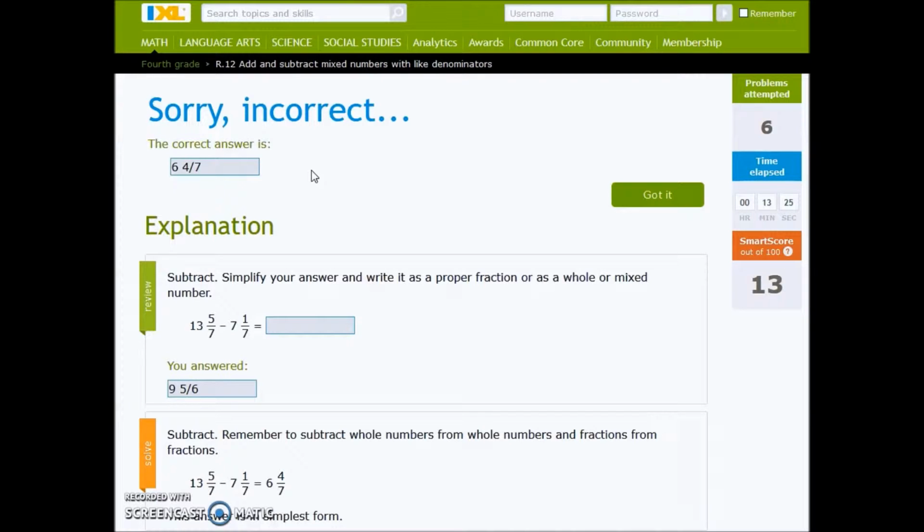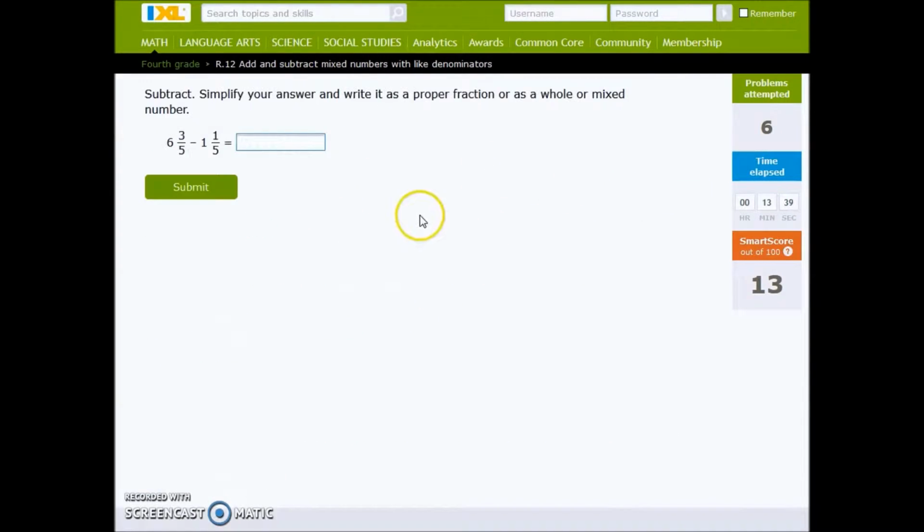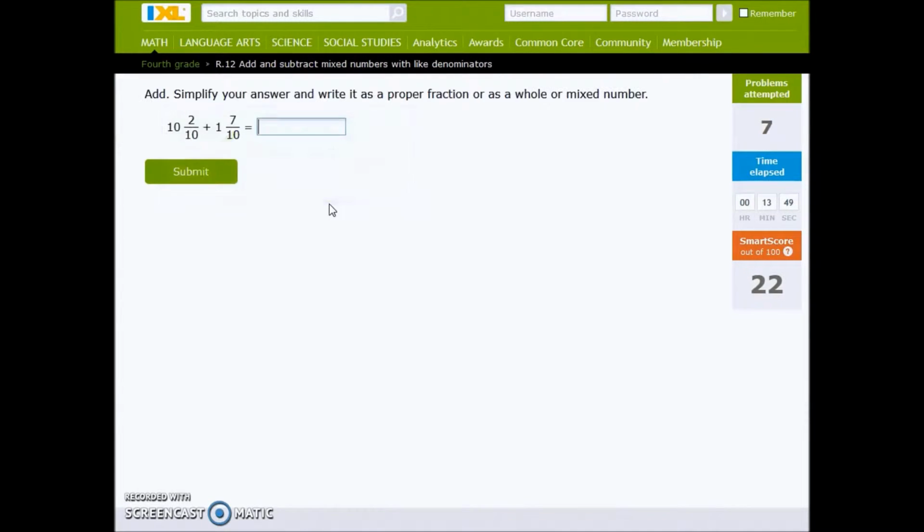As you can see, the answer is showing incorrect, but there is also a prompt as to how to do the problem correctly. If the student is able to successfully transfer the knowledge learned and retain it, we can see it in the next problem. So here we have the following problem, which is 6 3/5 minus 1 1/5. So 6 minus 1 is 5, and 3 minus 1 is 2. So our answer is going to be 5 2/5. And it shows the answer correct, and obviously moves on to the next problem.